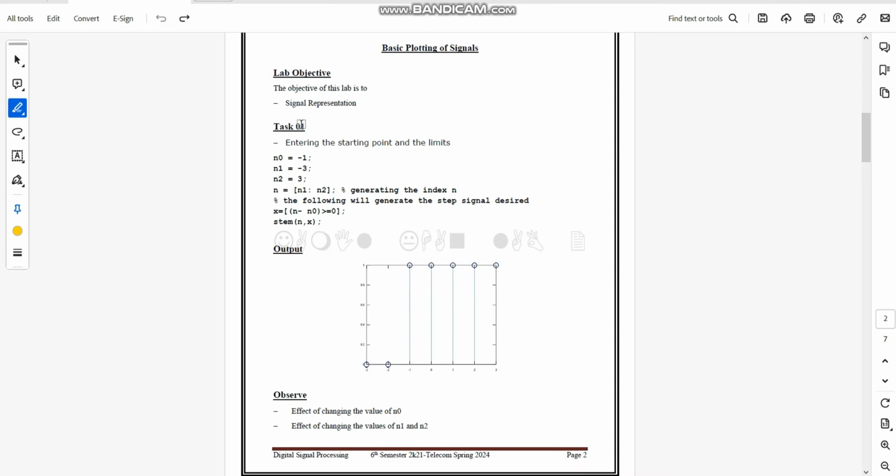So starting with Task 1 of DSP Lab 2, it is about generating the step signal by entering the starting point and the limits. So let us observe the code.